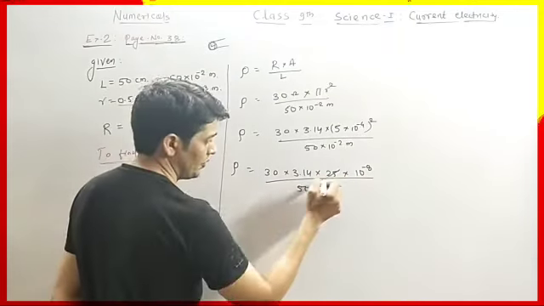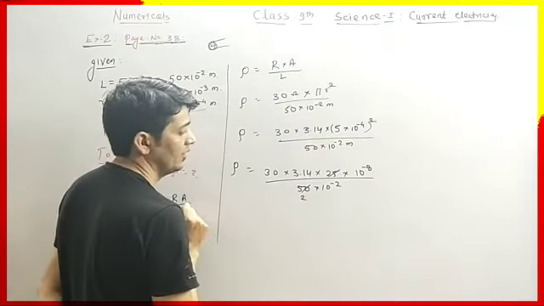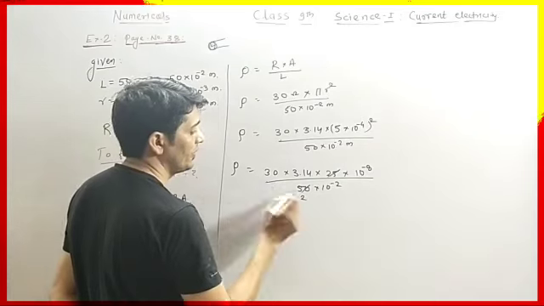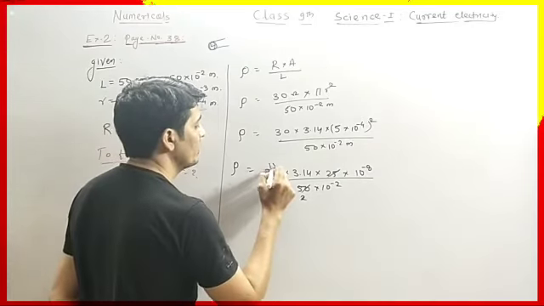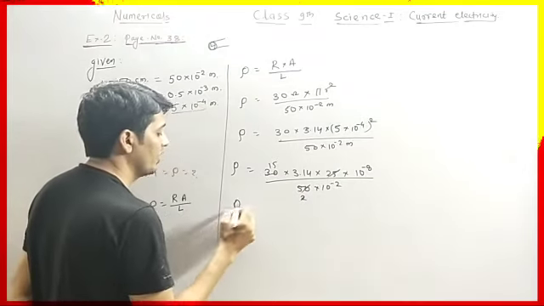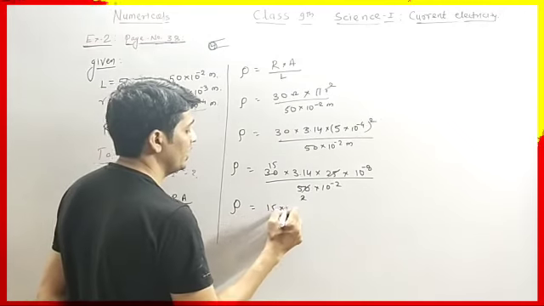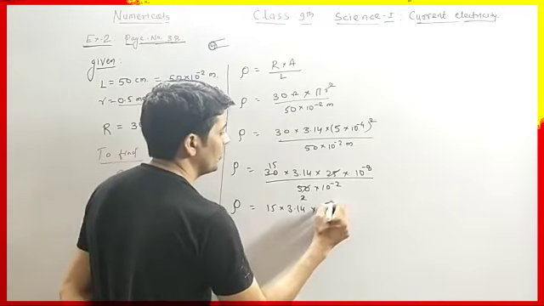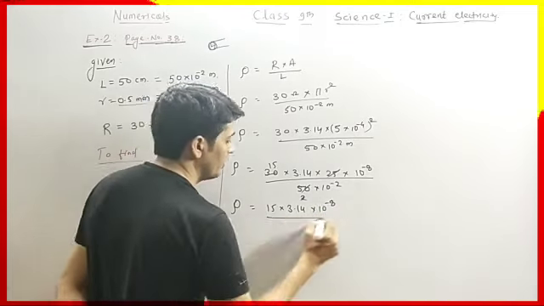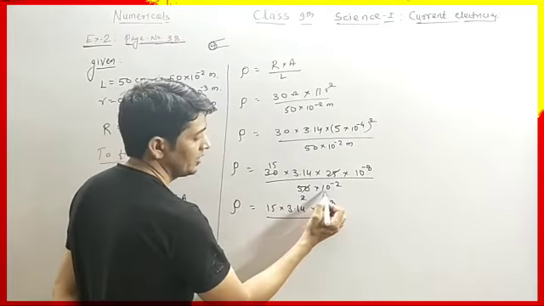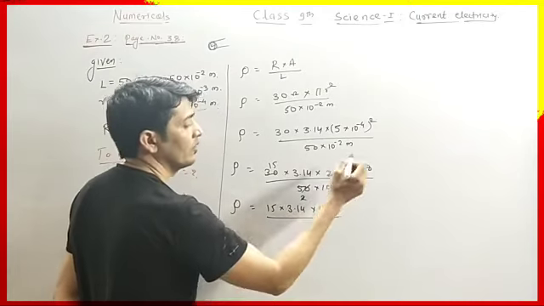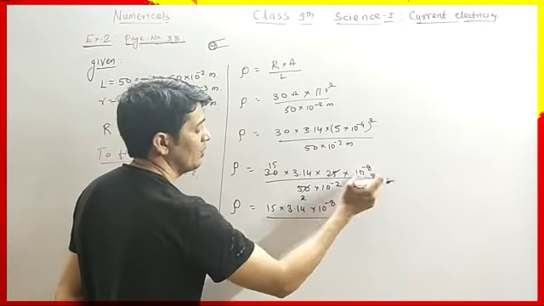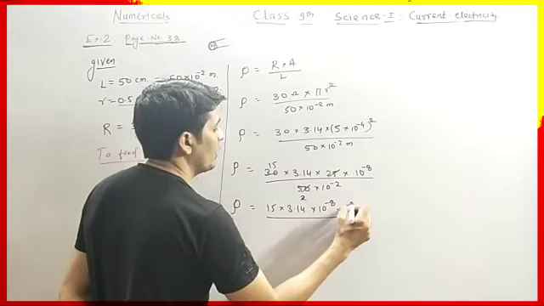So 25 twos are 50, and 2 15s are 30. So we have rho equals 15 into 3.14 into 10 to the power minus 8, divided by this 10 to the power minus 2. We are shifting it to multiplication form, so it will come as 10 to the power 2.